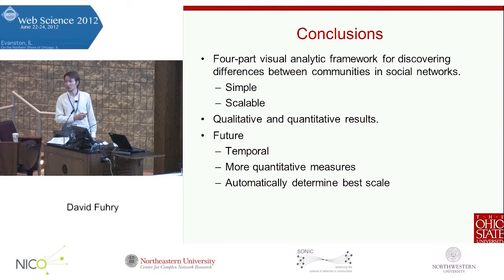And in the future, we'd like to look more at the temporal results and how to make them more intuitive and fluid. Finding more quantitative measures, because we looked at distance from regression line, but it seems like there's a lot of other interesting ones we could look at, and automatically determining the best scale at which to view these.